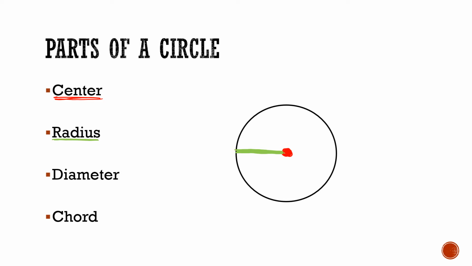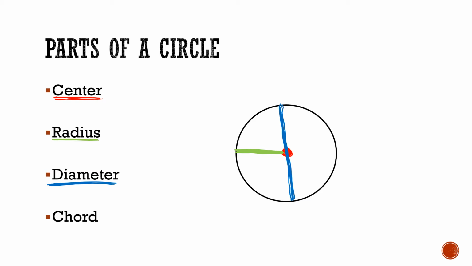Okay, then we have diameter. Diameter is a line segment that goes all the way through the center of the circle. So you may remember from previous years that the diameter is 2 of the radius. Whenever you take that diameter and cut it in half, it's like having a radius on each side. So always remember that the radius is half of the diameter, or the radius times 2 is the diameter.